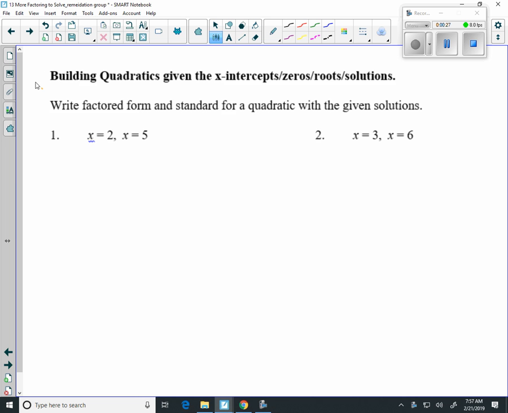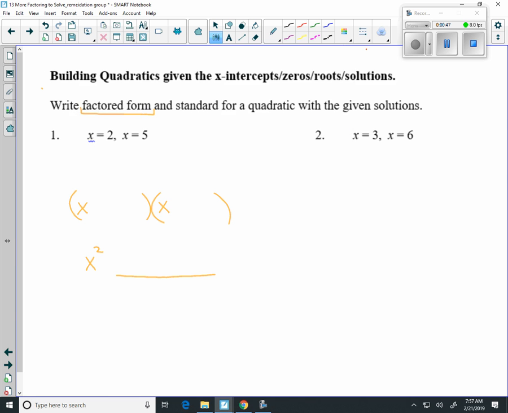So I'm going to first go ahead, I know I'm asked for factor form, and I know factor form looks like this. We never give you these with leading coefficients. And then I also know that standard form looks like this, right? So it kind of helps to have that fill in the blank for yourself.